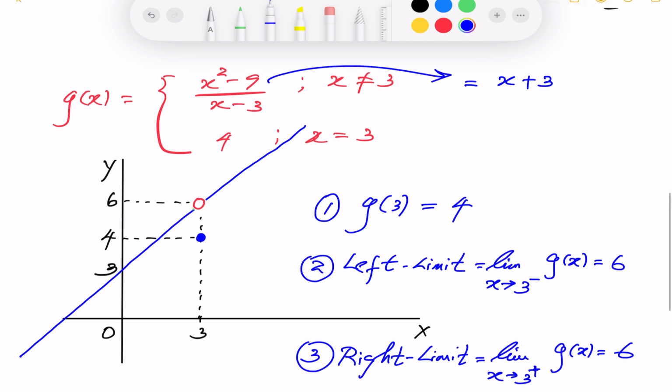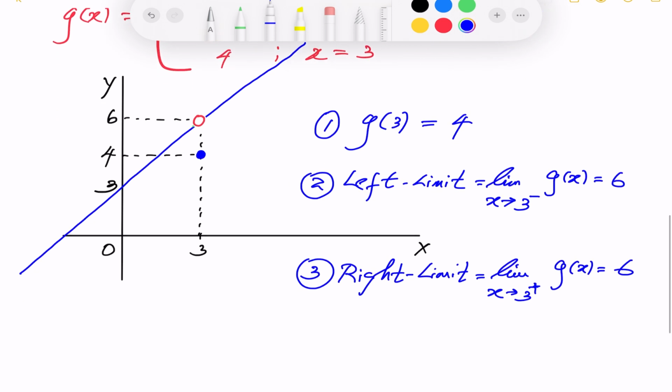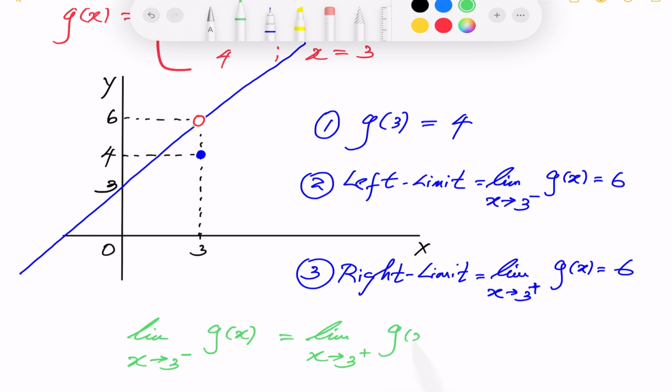Alright, now there is something interesting for this specific example. We have limit x goes to 3 from the left-hand side g of x, that's equal to 6, and also the right-hand limit is equal to 6. Therefore, we can simply write it as that. Limit x approaches 3 from the left-hand side g(x) is equal to limit x approaches 3 from the right-hand side g of x. They both are equal to 6.